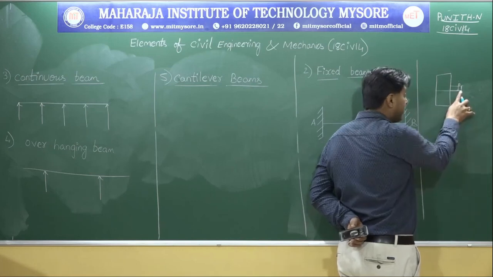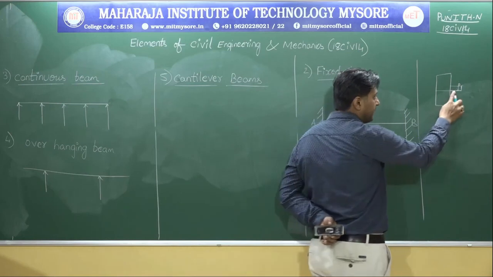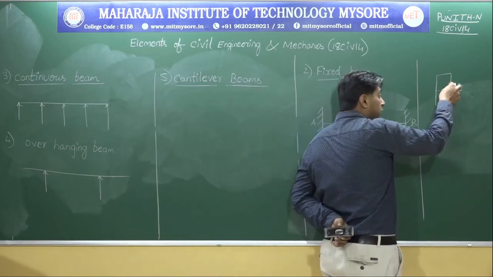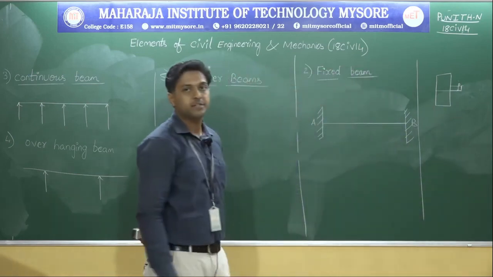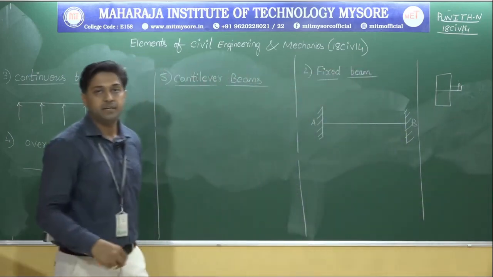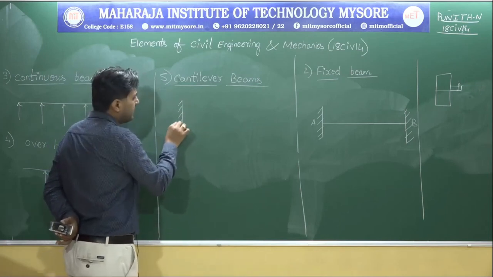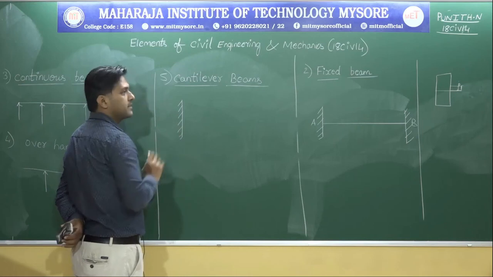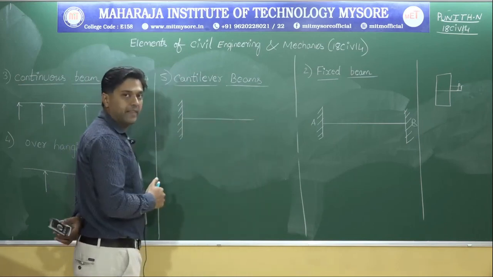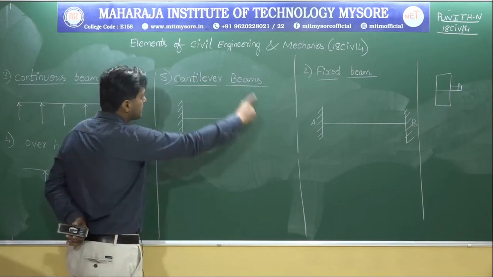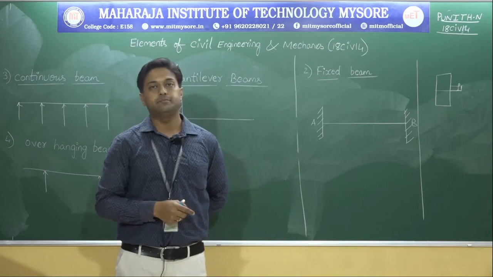This kind of beam is called a cantilever beam. It means that the cantilever beam is supported only at one end, and the other end will be free. Usually for a cantilever beam, one side will always be a fixed support, and the other end will be free.